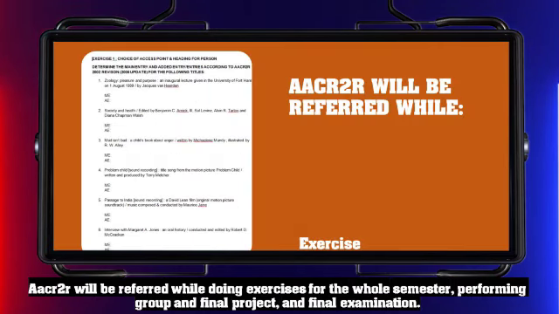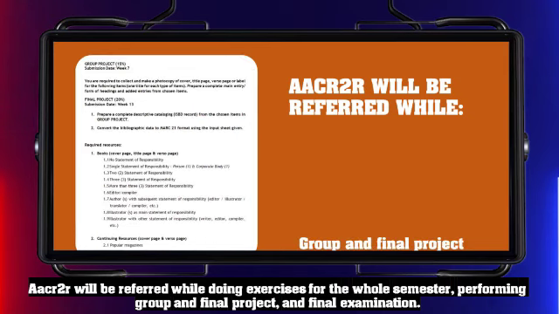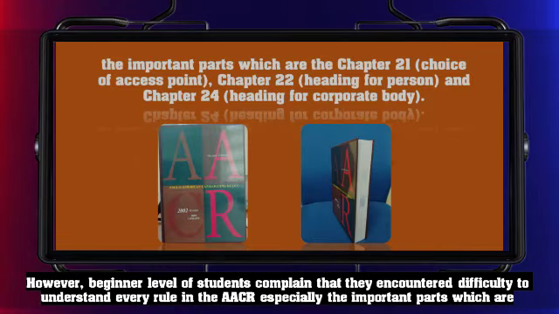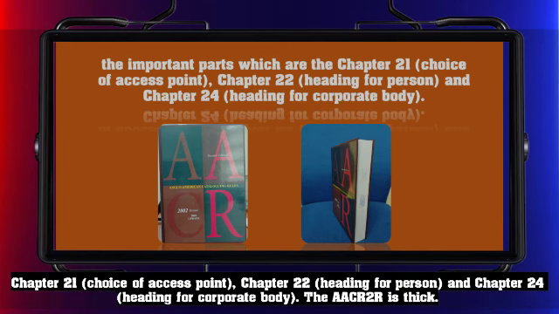AACR2 will be referred while doing exercises for the whole semester, performing and completing group and final projects, and also final examination. However, beginner level of students complain that they encountered difficulty to understand every rule in the AACR, especially the important parts, which are the Chapter 21, Choice of Access Point, Chapter 22, Heading for Person, and Chapter 24, Heading for Corporate Body. The AACR2R is thick.